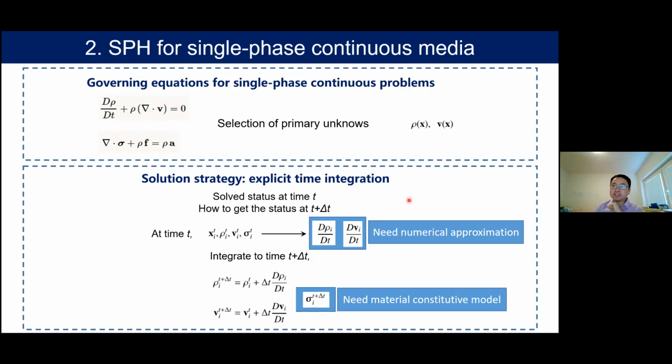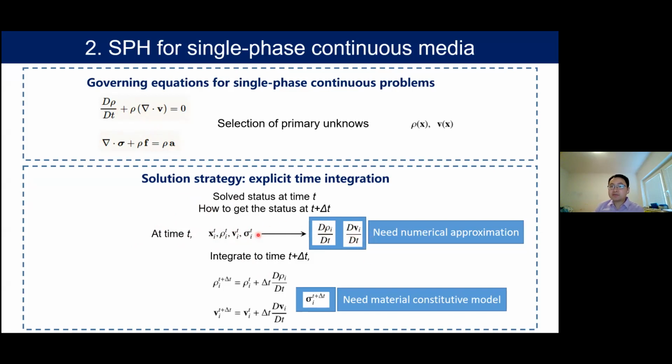This is the explicit time integration, which is used in a lot of numerical methods. The strategy is, for example, at time t, we know all the information like the position, the density, the velocity, and the stress tensor. Based on this, if we substitute all the information into these equations, we can get the rate of change of density and the acceleration, which is this one.